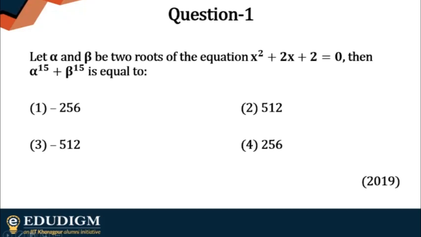As you can see the four options, you can use the chat box and just comment the option, or you can just write the answer as well. Just try this out on your own. You already know how to find out the roots and then just compute alpha to the power 15 plus beta to the power 15. Okay. If you need any help with the formulas and all, you can always access your book or just ask me if you're stuck anywhere. Just try this one out on your own.